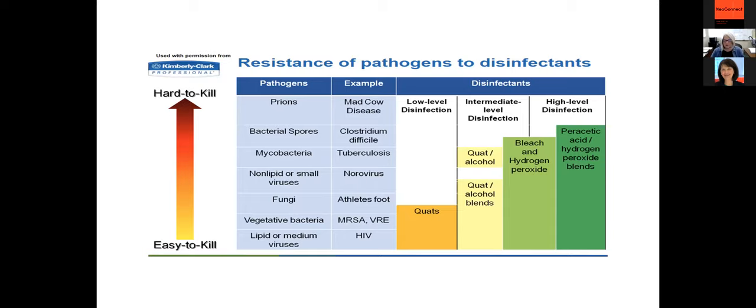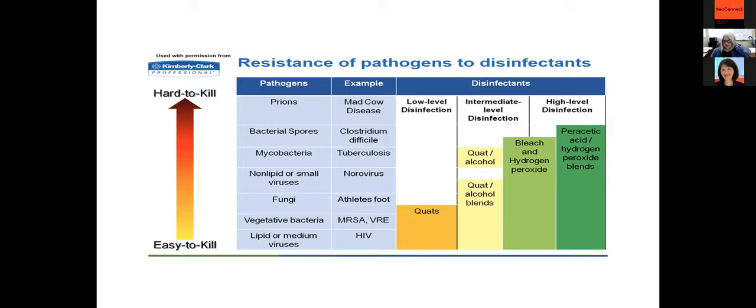And so you can see here which disinfectants can kill at which level. You always want to use the least corrosive and least health impact disinfectant that you can use to do the job adequately. So you can see that MRSA is easily killed by quaternary compounds, along with VRE, HIV, and athlete's foot.